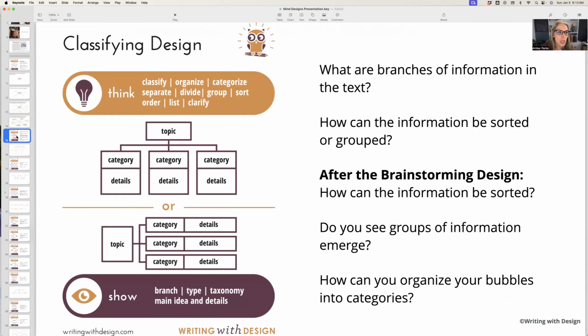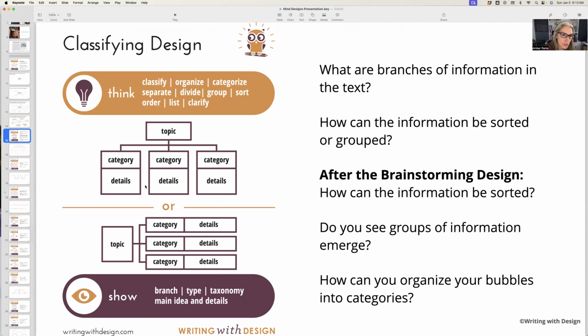Okay? The next design is a classifying design, and this is one of my favorites. There's lots of great questions over here on the right, and several of them are for after the brainstorming design. This fits really well: if you do a brainstorming design, you can launch into a classifying design and start to organize the information. So how can the information be sorted? Do you see groups of information? How can you organize your bubbles into categories?